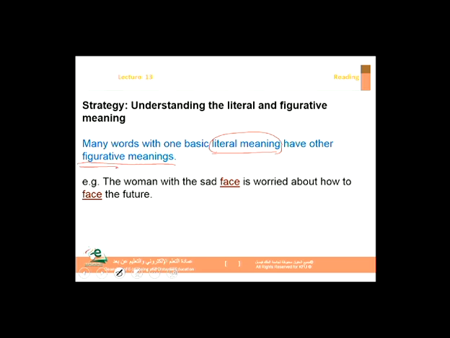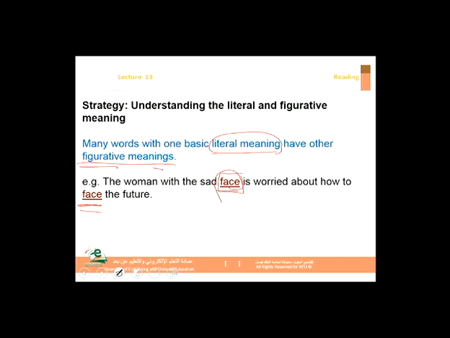Let's look at this example. The woman with the sad face, face here is the part of the body, is worried about how to face the future. To face the future. Now, obviously, face here does not mean that part of the body. It's just a figurative use. Also in Arabic we have that as well. To face the future, to face difficulties and so on. So some words can be used with their literal meaning and sometimes with their figurative meanings.